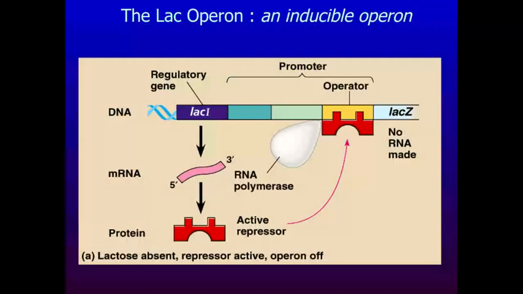The lac operon, which is Model 1 that you looked at in your POGL yesterday, is a little bit different. It's an inducible operon. So when the regulatory gene is transcribed and translated, the protein is already in its active shape. It binds to the operator and turns off that particular system.